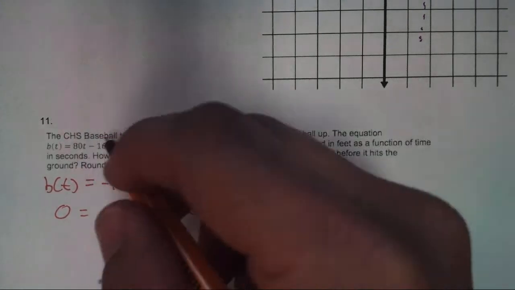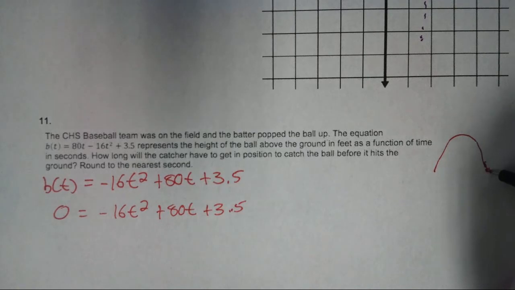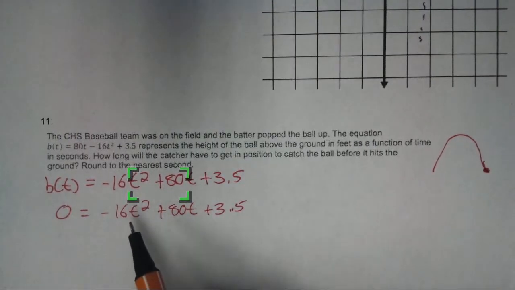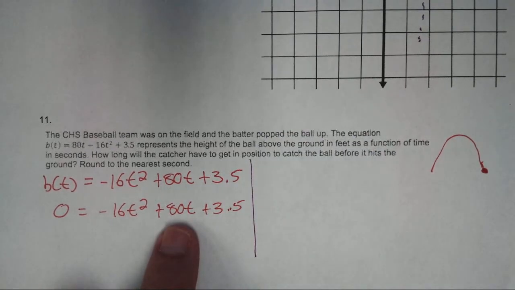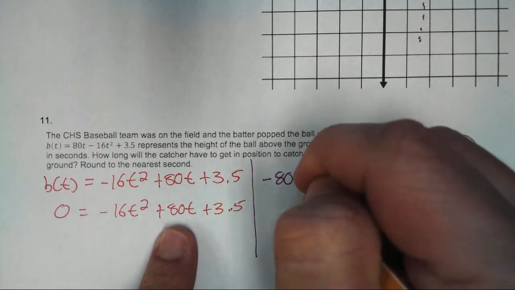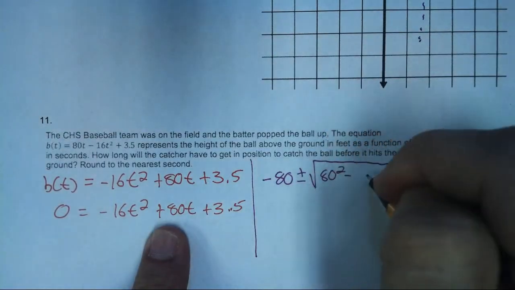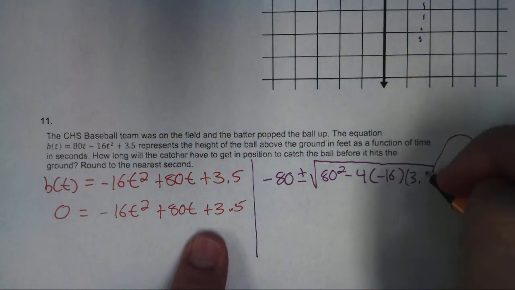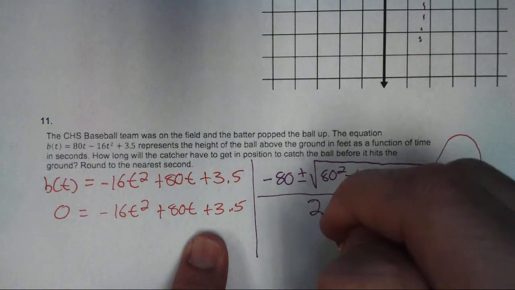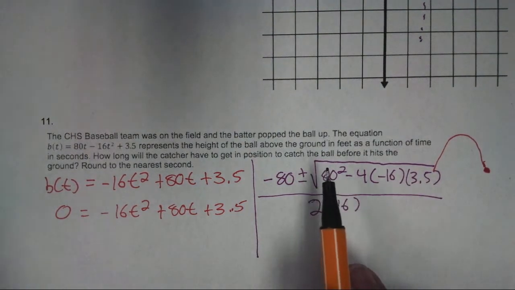Because if we think about the ball, this is a negative parabola or frowny face. The ball hits the ground at the end over here, it's the x-intercept. I don't think anyone would try to factor this or complete the square, so we'll use the quadratic formula. Your b value is 80, so negative b is negative 80, plus or minus the square root of b squared, which is 80 squared, minus 4 times a, which is negative 16, times c, which is 3.5, all over 2 times a, which is negative 16. So now we do the order of operations.